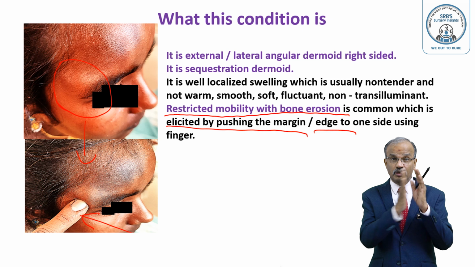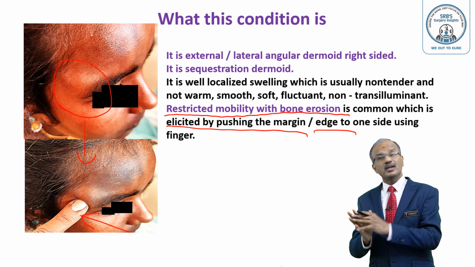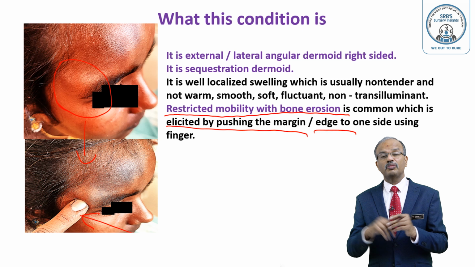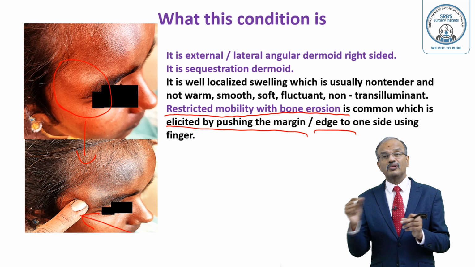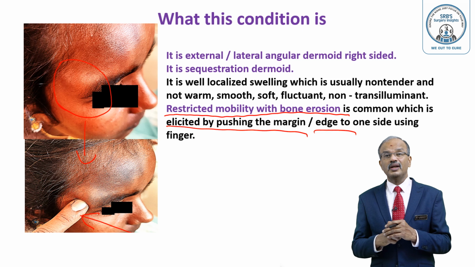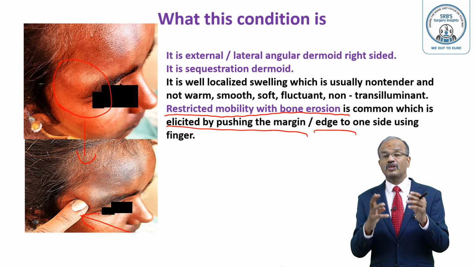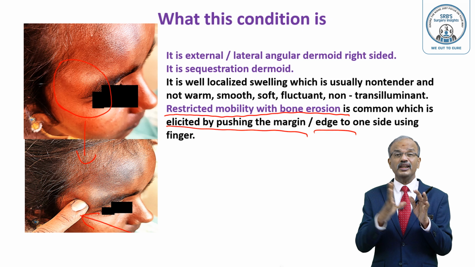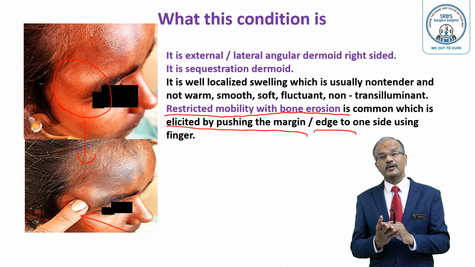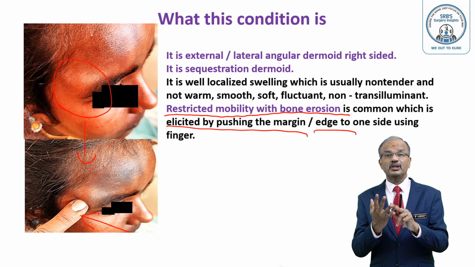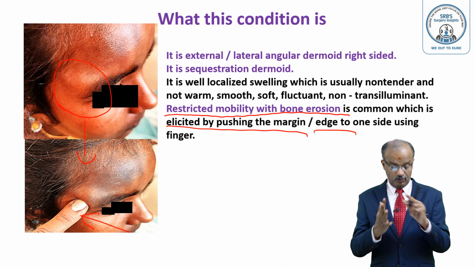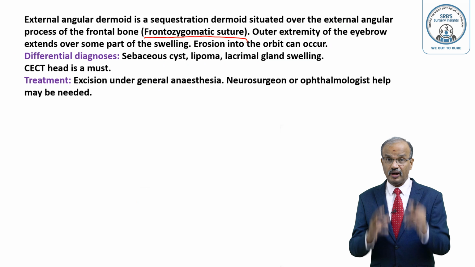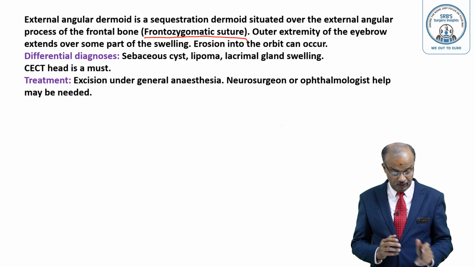That is the point of difference between sebaceous cyst, dermoid cyst, lipoma, and neurofibroma, which is another one. It is firm, and it moves perpendicular to the line of the nerve pathway. So that is neurofibroma. Skin is again free. So these are the 4 differential swellings which you have to remember as a differential diagnosis: dermoid cyst, sebaceous cyst, lipoma, neurofibroma. I already told you about the frontozygomatic suture, where external angular dermoid occurs, and the orbit may get involved.